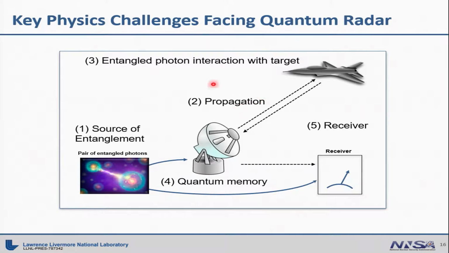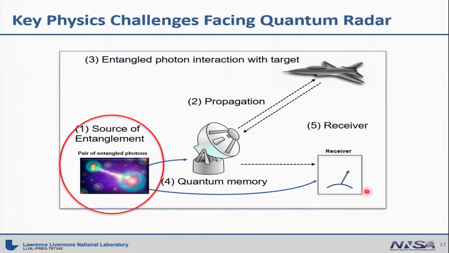We also have to look at the propagation. We also have to worry about how these entangled photons interact with the target. Does the entanglement survive interaction with a real target? Quantum memory is a big issue as well. You have to actually be able to store that photon at the side of the radar for a substantial amount of time, enough time for that photon to travel all the way to the target and then come back. And then finally, we also have to look at the receiver. Building a receiver to do these sorts of correlation measurements required for the quantum radar is not trivial, and that's a big challenge right there on its own.